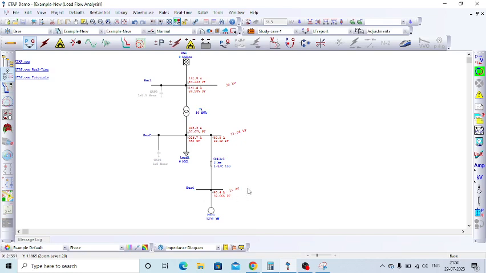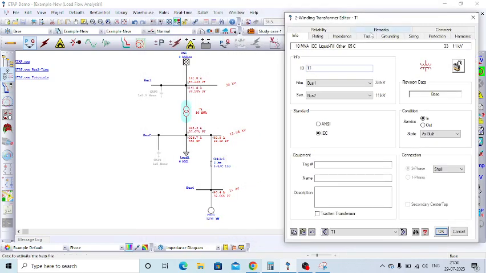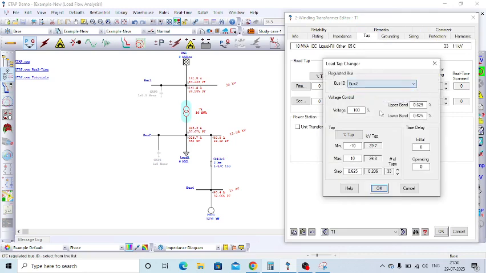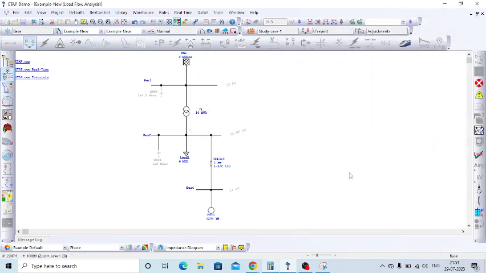Okay, so like that we have to model. Since it is software, I simply changed the regulating bus from bus 2 to bus 4. But in a practical system, how will it be done? So what we will do, we will have one equipment called RTCC, remote terminal voltage control.